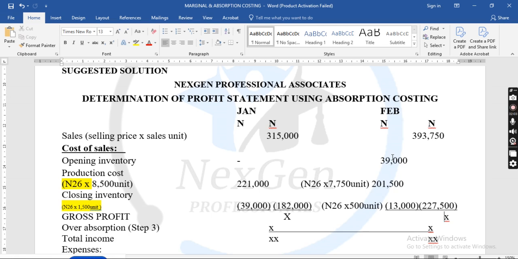Next, what is the gross profit? Remove it from your sales. What is the gross profit? Quickly, for January or for February? Quickly.